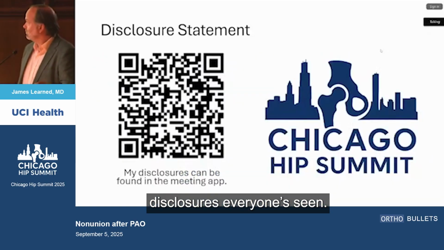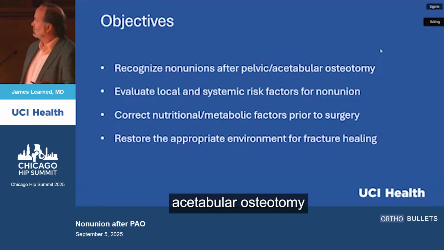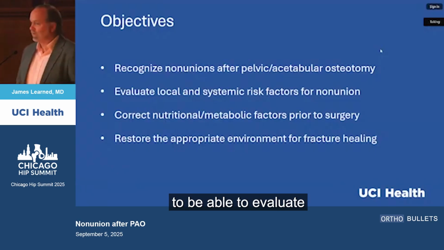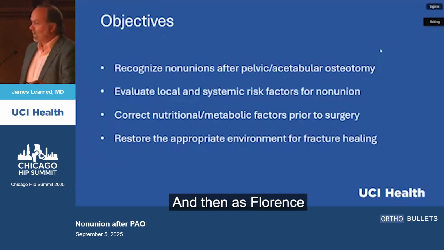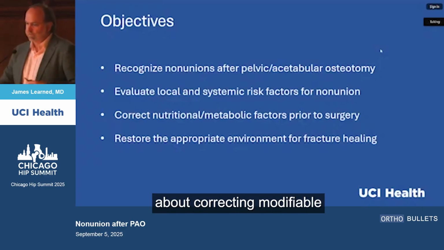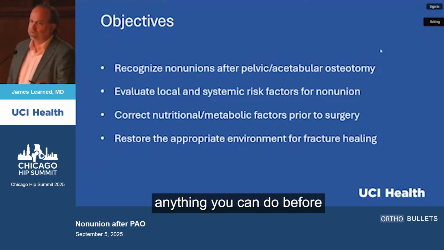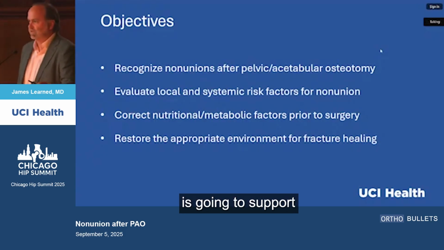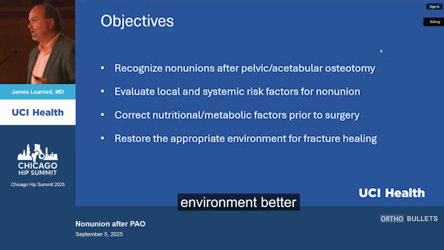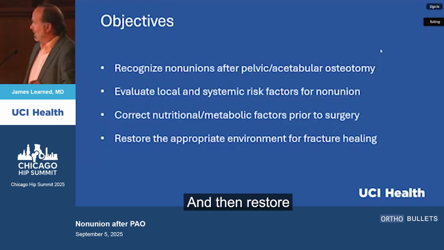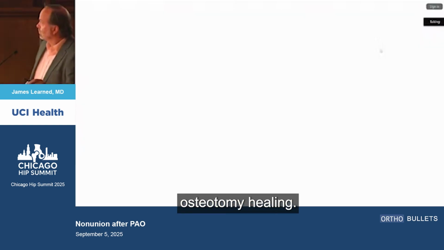Disclosures everyone's seen. So objectives: we want to recognize non-unions after periacetabular osteotomies, and be able to evaluate some of the local and systemic risk factors for that non-union. And then, as Florence just mentioned, correcting modifiable risk factors for whichever problem you're solving, anything you can do before surgery is obviously going to support the indications for surgery later. So anything we can do to make that environment better without surgery is important. And then restore the appropriate environment for fracture healing and osteotomy healing.